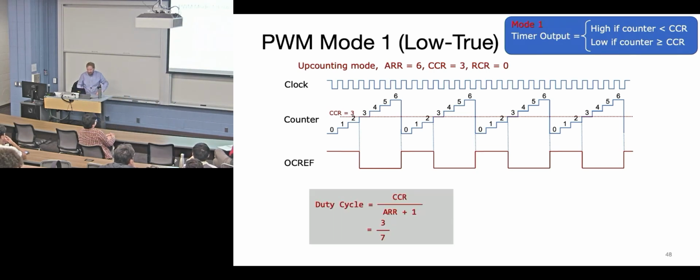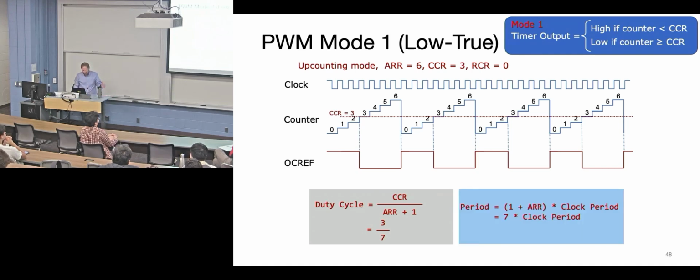So from this, if you want to calculate the duty cycle, it's ARR plus 1, because you're counting from 0, so you have to account for that. And then CCR divided by ARR plus 1, and that's going to give you your duty cycle. And your period is just as before, ARR plus 1.